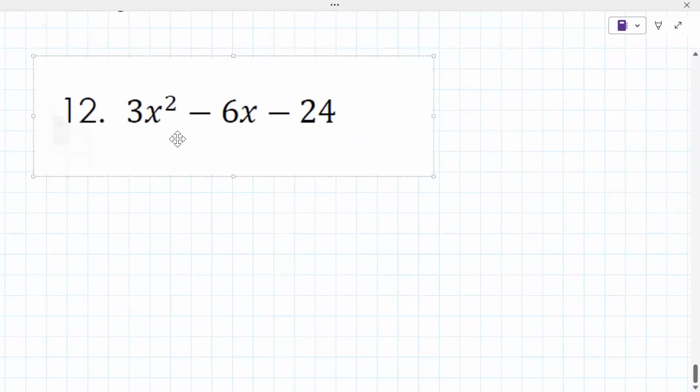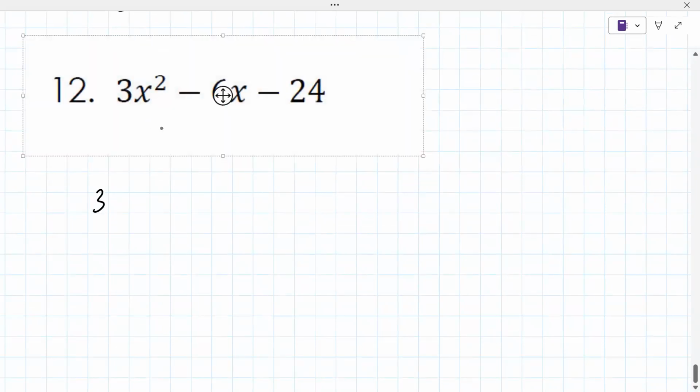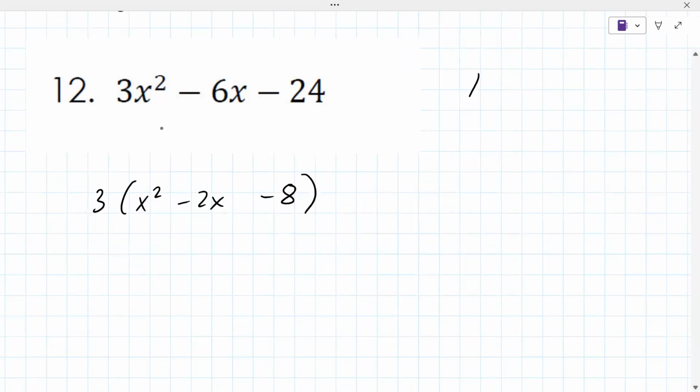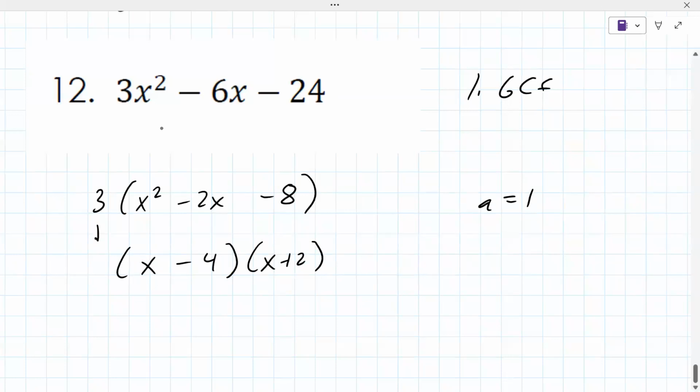While it does work, it leads to extra steps that will cause you challenges. All right, number 12 is really similar. The 3 comes out, x squared minus 2x minus 8. Always try a GCF first. This is an a equals 1. Ends up being x minus 4, x plus 2. Don't forget to bring that coefficient down like that.